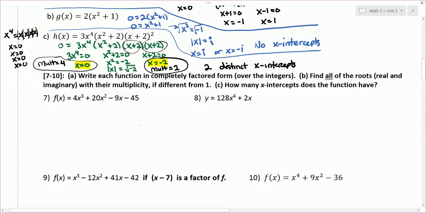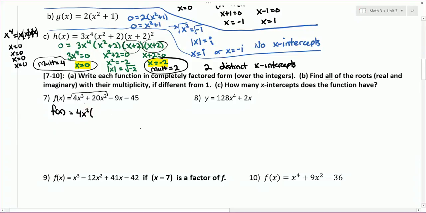So number 7, we have a 3rd degree polynomial, and we're going to work on factoring this. When you have 4 terms, we can try factoring by grouping. So let's do that. We look at the left half, the 4x to the 3rd and the 20x squared, and ask ourselves, what can we divide both 4 and 20 by? We can divide them both by 4. What can we divide x cubed and x squared by? X squared.